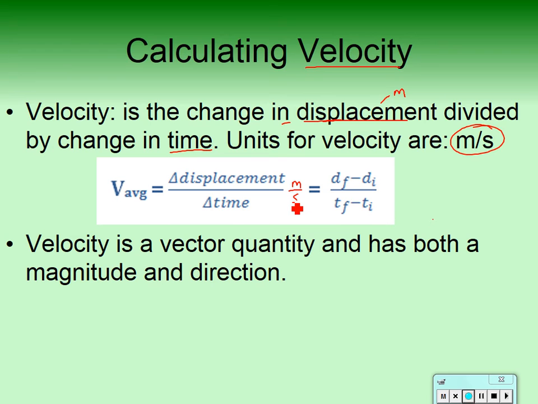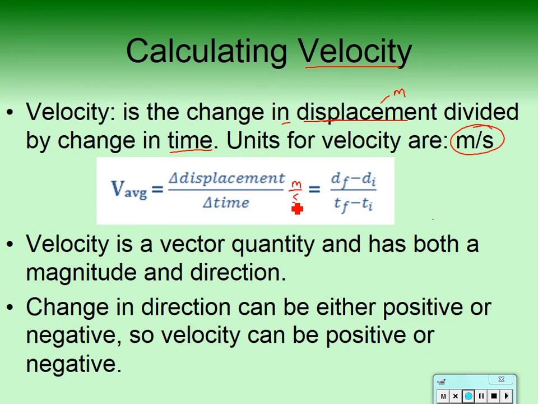Okay, so let's talk about velocity. Velocity is a vector quantity and has both a magnitude and a direction. So we're going to have both a magnitude and direction with velocity. Change in direction can either be positive or negative. So velocity can be positive or negative. It gets a little tricky, but follow me through a few of these practice problems and we'll get this down.